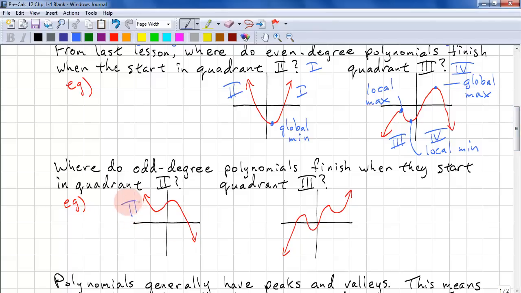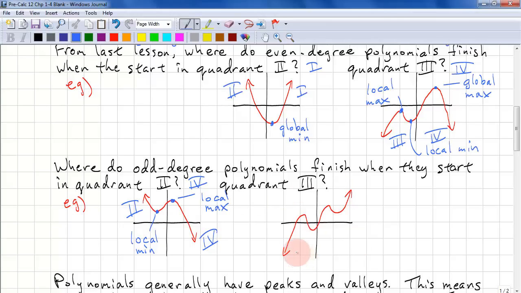And for odd degree polynomials, determine where they finish when they start in quadrant 2. So this one starts in quadrant 2, it ends up in quadrant 4. Here we have some min and max. This one is a local min. This one is a local max. Okay, it's local because up here it's bigger than here, so this is not an absolute max. And again here it's local because this part is lower, so it's not absolute.